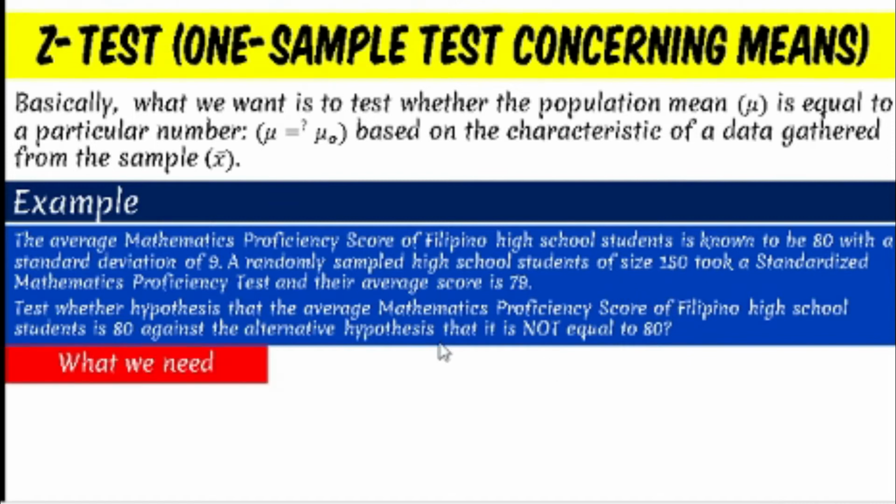What do we need to run a one sample z-test concerning means? First, of course, is to identify the population mean, and that is 80. Then our sample mean that is given in the problem, that's 79. We also need the population standard deviation, that is 9. Also, we have the sample size, which is 150. Let us test if the population mean is indeed 80 in this specific context. It's already identified that the appropriate test here is the z-test.